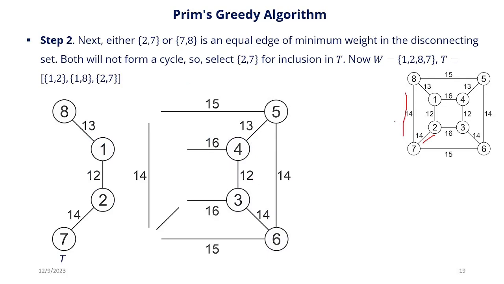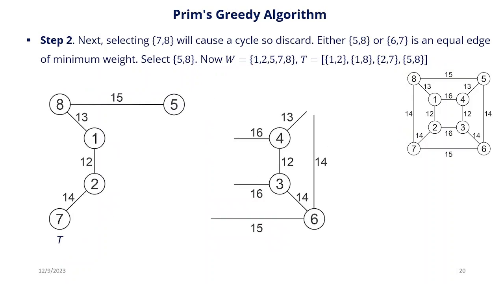Both of them are 14, 14, so each of them could have been selected from the disconnecting set. Both of them will not form a cycle, so you can select any one of them. So go with whichever one your mind chooses. We'll go with 2, 7 in this case. And then we have included 7 in our weights, and then our list of edges now includes 2, 7.